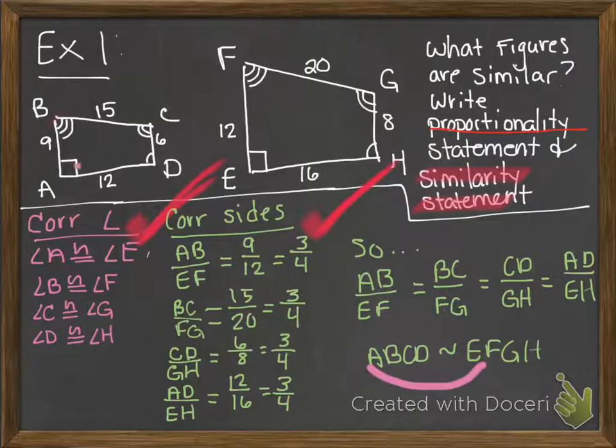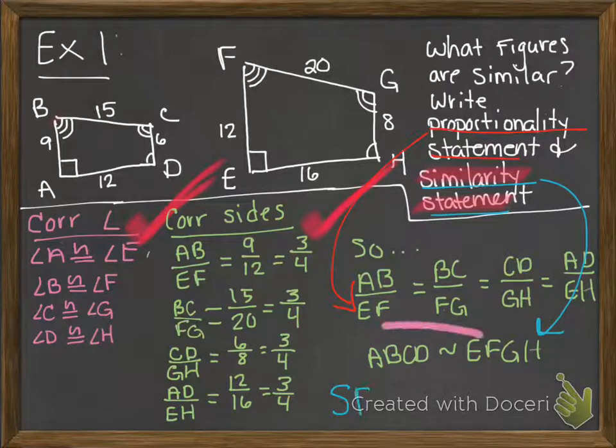So I know that A and E are congruent, and I know that AB and EF are proportional. You can look at that for all of these, it works out. All my congruent angles are in the same spot and all my proportional sides are in the same spot. Again, this right here is my proportionality statement, and this right here is my similarity statement.